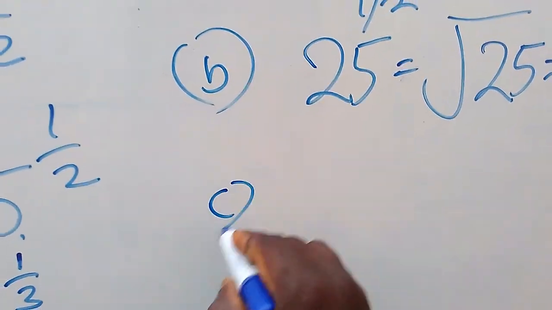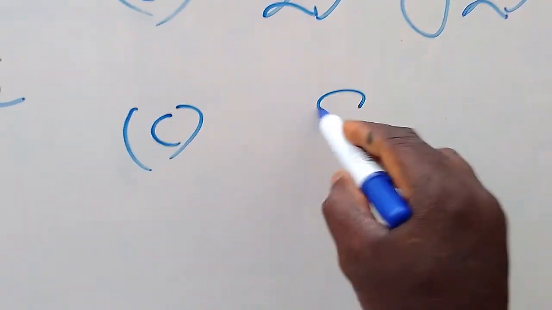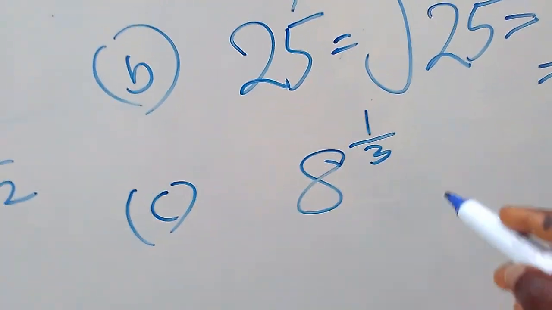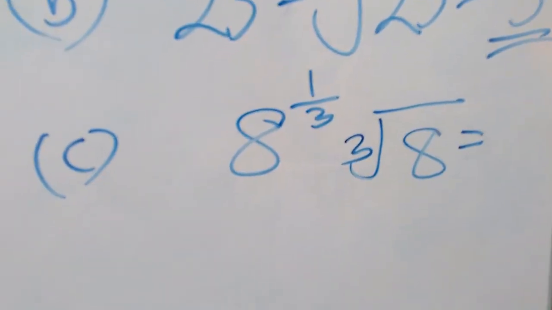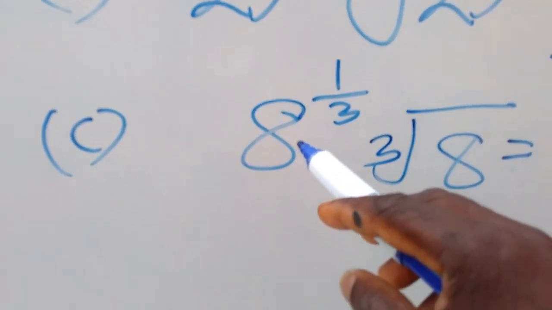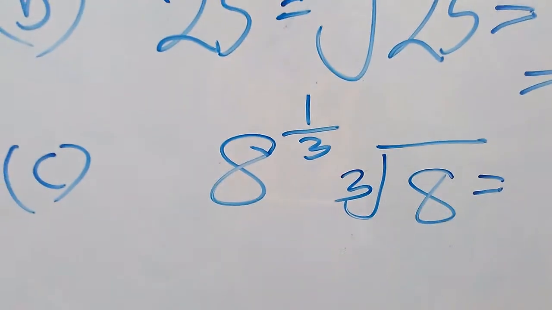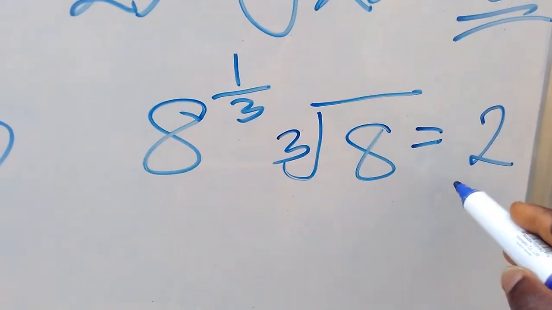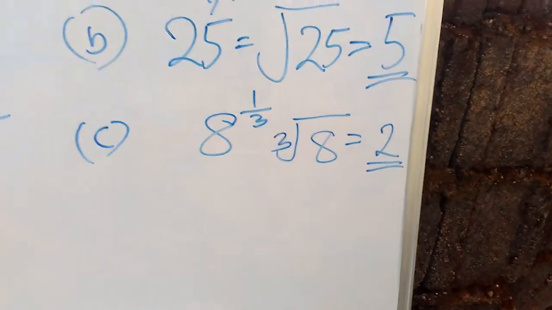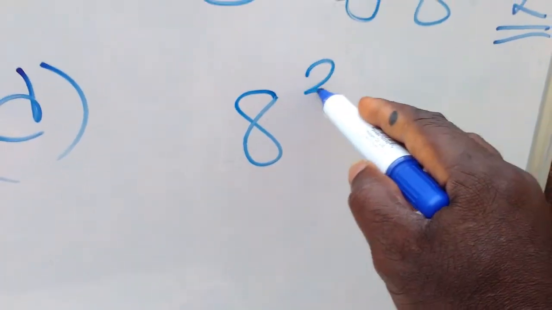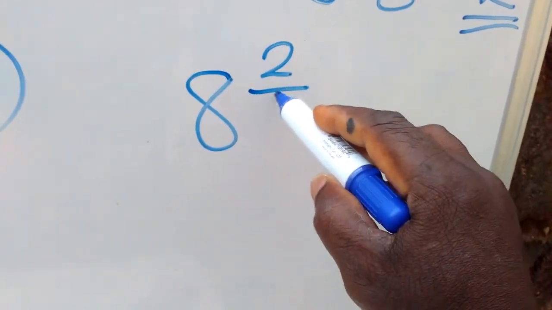So example C is 8 raised to the power 1 all over 3, which will give you the cube root of 8, which is 2. The cube root of 8 is 2. Then example D, that is 8 raised to the power 2 all over 3.